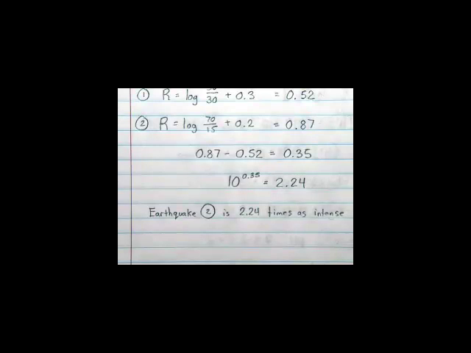All right, so just keep in mind, like we talked about, it's a logarithmic scale, and these are common logs that we're using here, so it's got to be 10 to whatever.